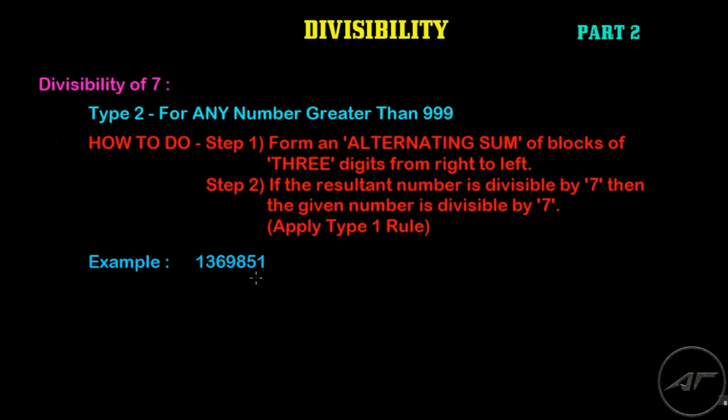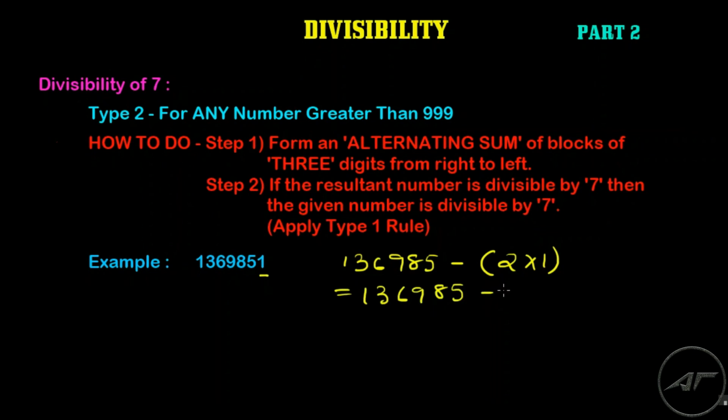We have this number over here, that is 1369851. Now using the type 1 approach, we know that we take the last digit and we subtract twice the last digit from the rest of the part of the number. That is 136985 minus twice the last digit, that is 1. So 136985 minus 2, which is going to give us 136983. Now we get this number. Now how do you check whether this number is divisible by 7 or not? Right, this is a huge number. This is where the type 1 approach fails.